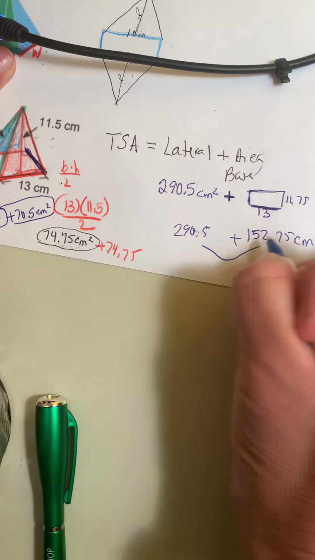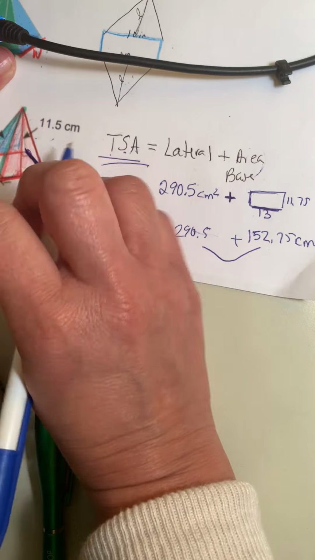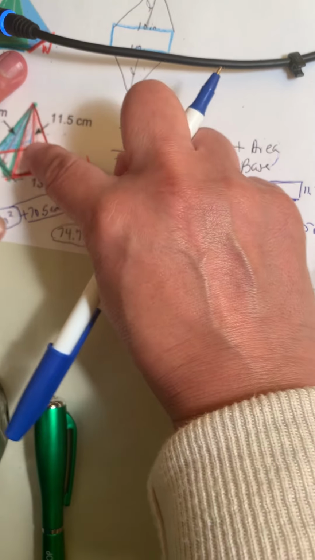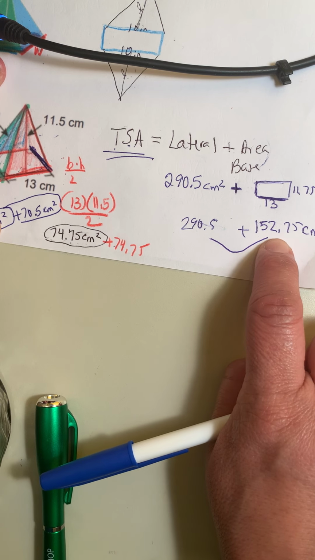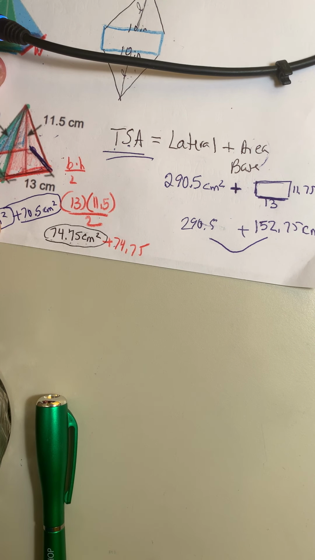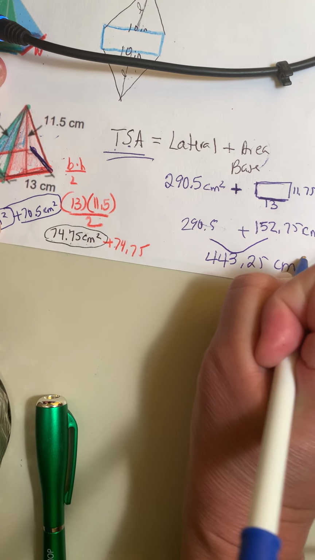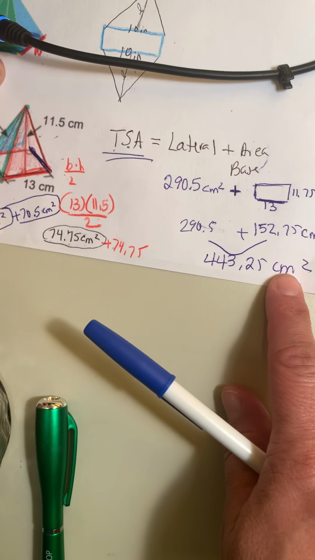Now I just have to add it together because it's total surface area. So the total of all the surfaces, the area of all the surfaces. So I have 4 triangles and 1 rectangle. So I have to find the area of all the triangles plus the rectangle. All the triangles was 290.5 and the rectangle's 152.75. So I add them together, 290.5 plus 152.75, and that's what I got: 443.25 centimeters squared.